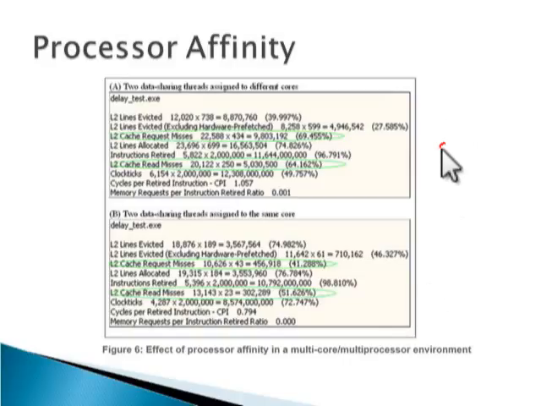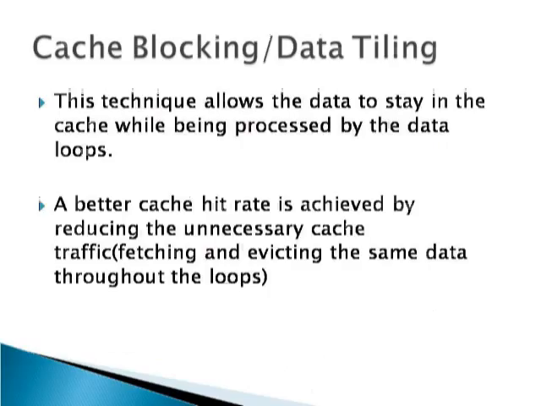The first test, in which the data sharing threads were assigned to two different cores, got us a higher percentage of misses compared to the data sharing threads which are assigned to the same core. Thus, processor affinity will play a significant role in improving the performance of multi-core systems.